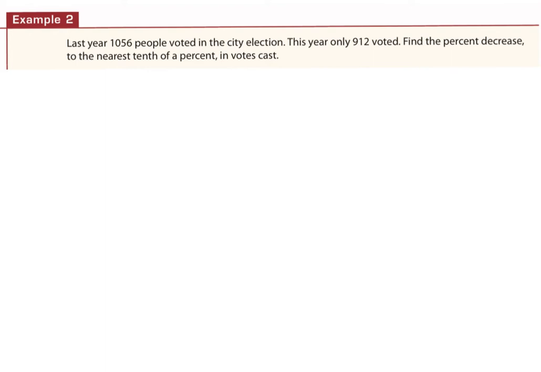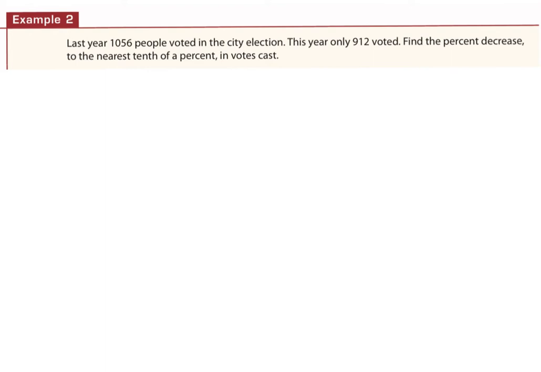All right? So, I need to see what the difference is, right? The percent decrease is what I'm looking for. How do I find the change? What do I do to find the number of votes it changed?